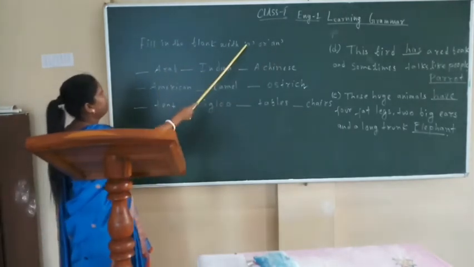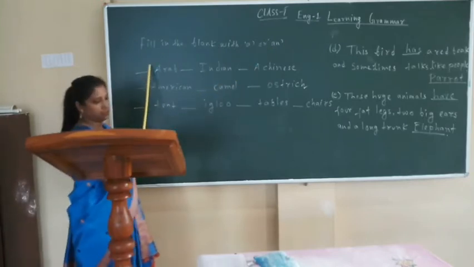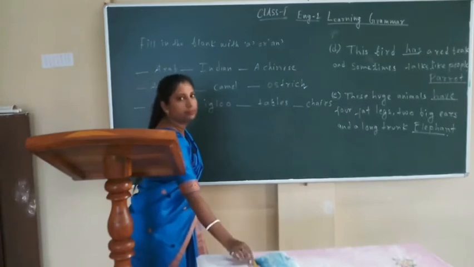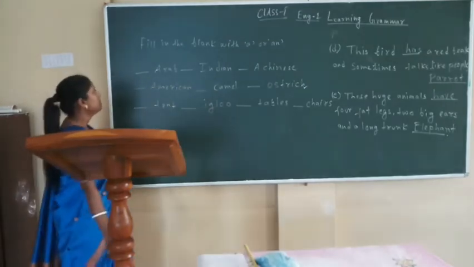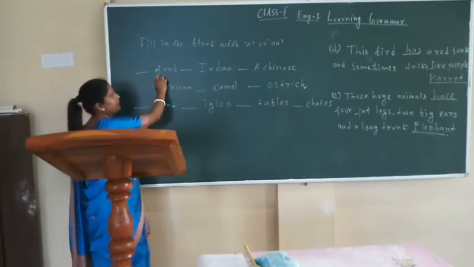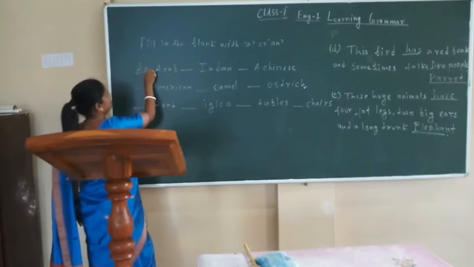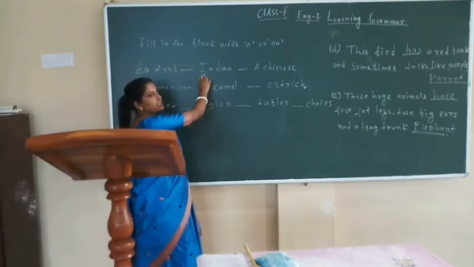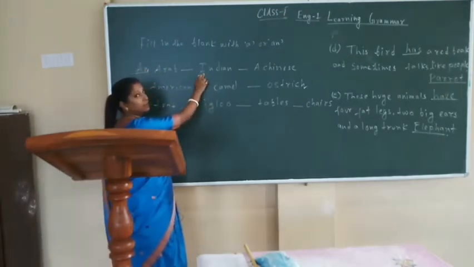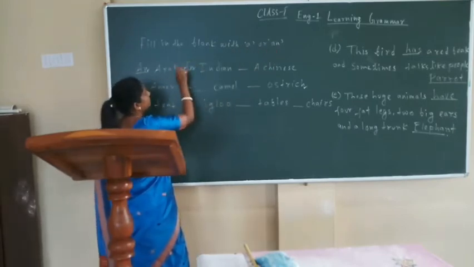Before Arab, is a used or is an used? Can you say the answer? The first alphabet is a vowel, that is why an is used. Before Arab, an is used. Here also, Indian, the first letter is a vowel, that is why an is used.